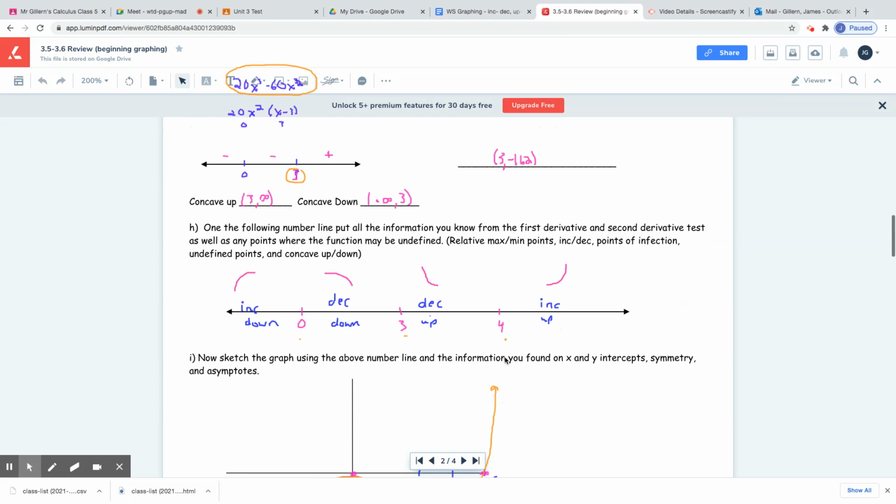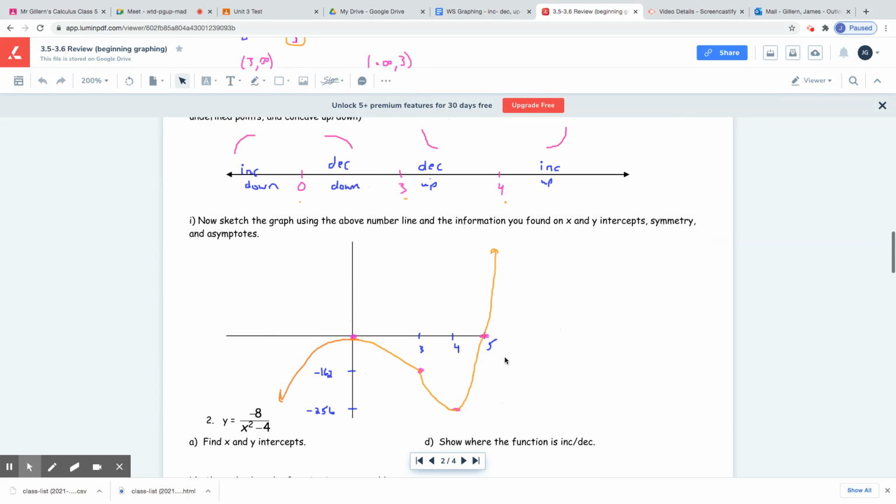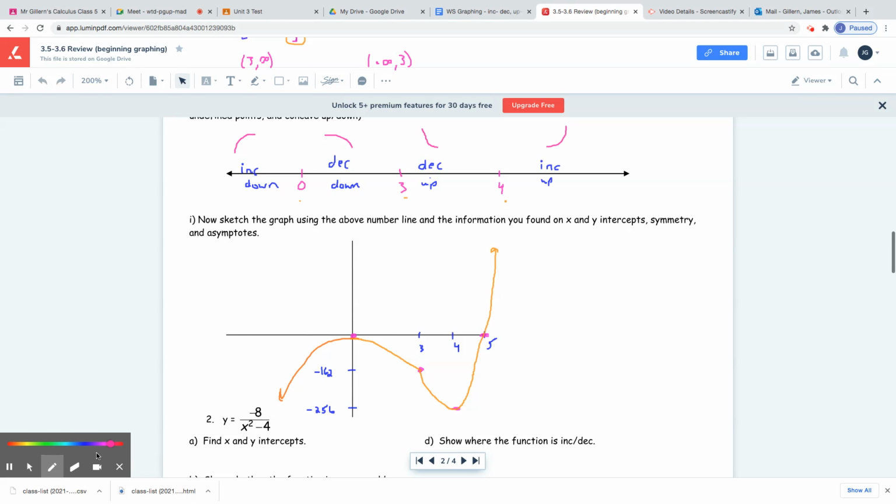Then we go to our graph, and this is what our graph will end up looking like. But how we got there was we first had to plot all our points. There are no asymptotes in a polynomial. We would do the asymptotes now as well, but there are none. We graph the x-intercepts, which we had here at 0, 0, and at 5, 0. We had a relative min at 4, negative 256, and a point of inflection at 3, negative 162. Those were our only points.